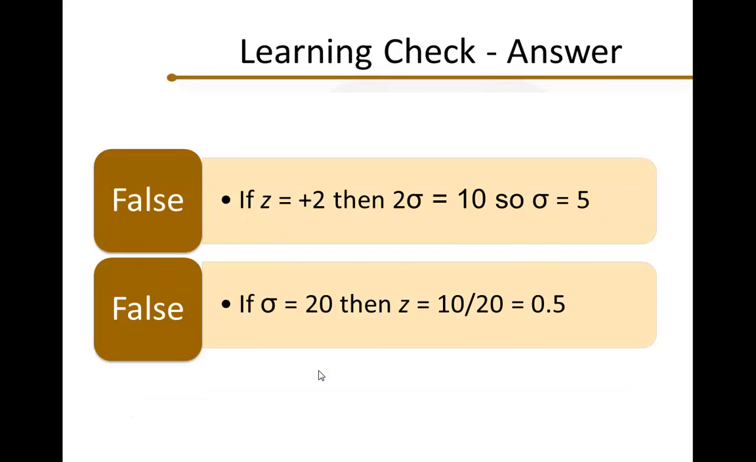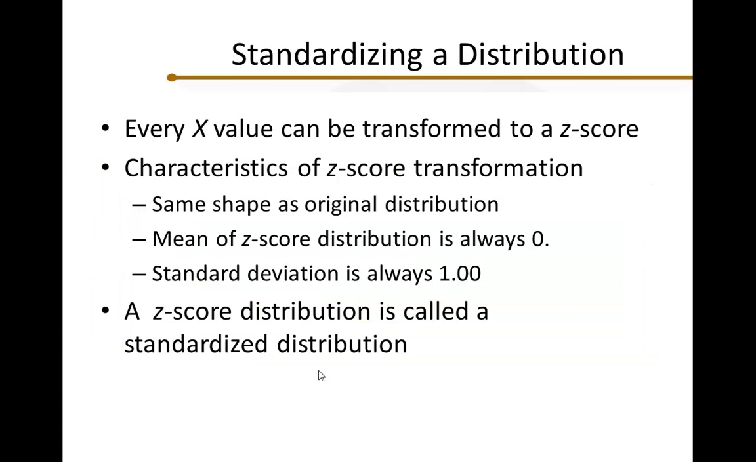If z is plus 2, then 2 standard deviations equals 10, so standard deviation equals 5. The second one is false because if standard deviation equals 20, then the z-score would have to be 0.5. So again, plugging those numbers into that formula.